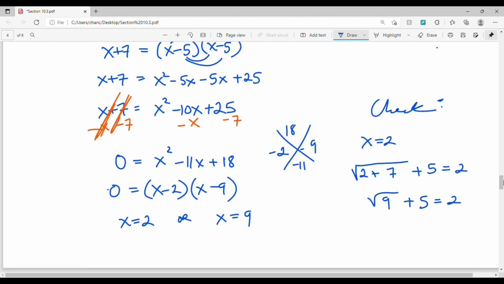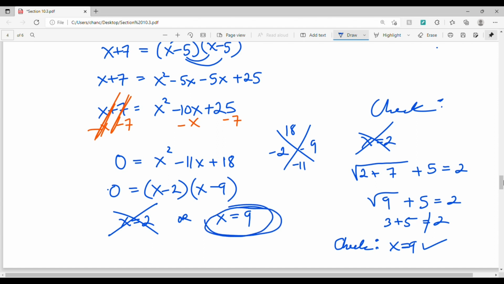The square root of 9 is 3. 3 plus 5 is not equal to 2. So 2 doesn't work. 2 is not a good solution. It is an extraneous solution. If you check x equals 9, you will realize it does work. So check that on your own. Do that work on your own. It does work. x equals 9 is a good solution.